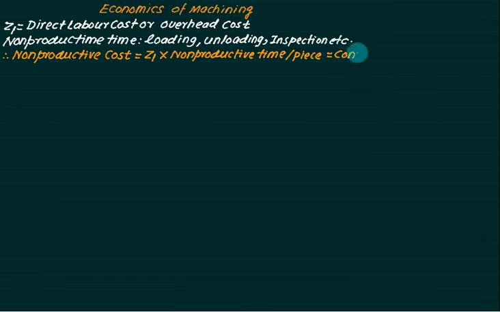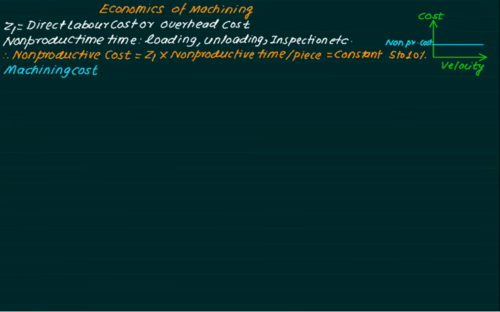So if we show this on the graph, the y-axis represents the cost and the x-axis represents velocity. Since the non-productive cost is independent of velocity, it is always a constant value. In objective questions, they will ask you the number of curves and they identify the curves, which curve will represent which cost. The second one is the machining cost.